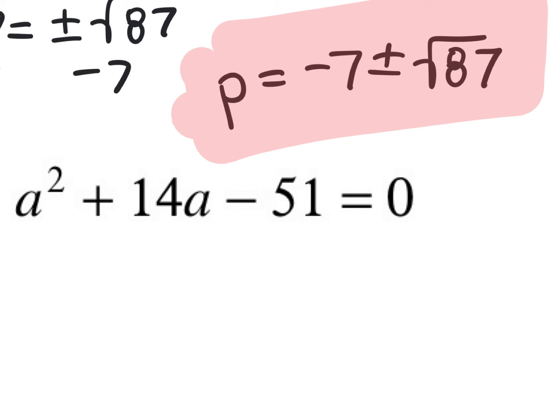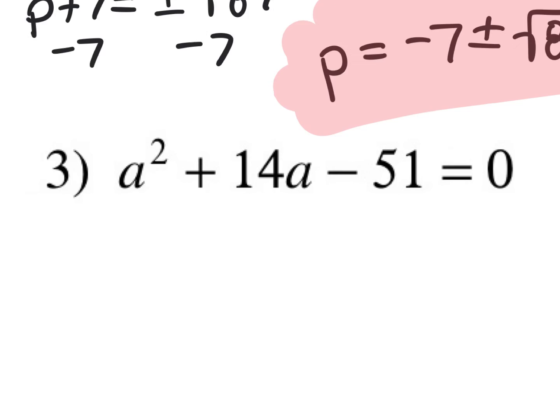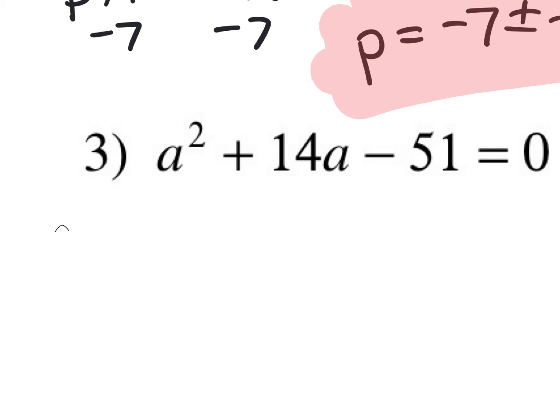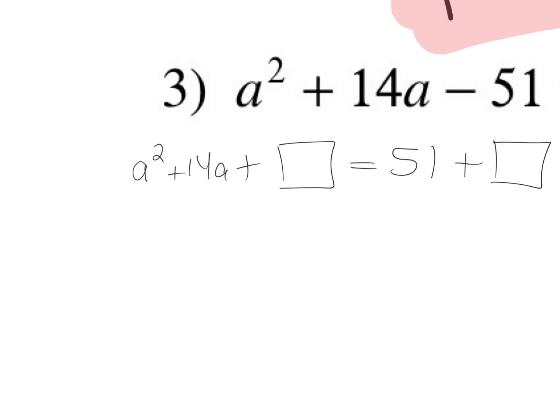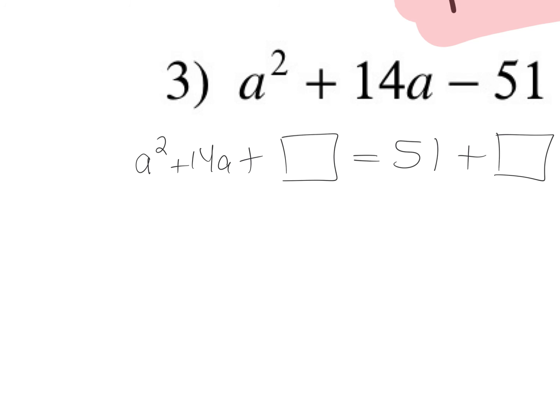So I'm going to show you what one would look like because there might be some on the web or something like this. So we're going to get our a's together. A squared plus 14a plus my square. I move 51 to the other side, becomes positive, and I have plus a square, right? So get your parentheses set up. A is going to be in the front. Something is squared.